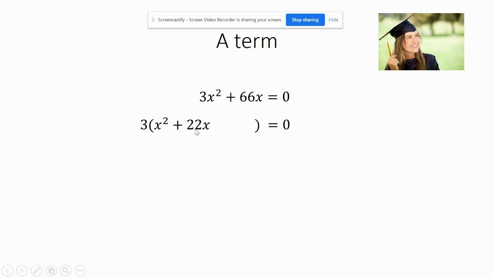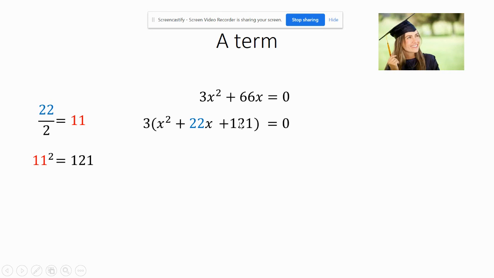Go over here to this number right now, the 22, divide it by 2, which is 11, and then you're going to square the 11, which is 121. So when I add the 121 here, it's not just 121, it's 3 times 121, which I need to add to both sides. Okay, because I'm doing it 3 times, not just 1. And so then therefore 3 times 121 is 363.